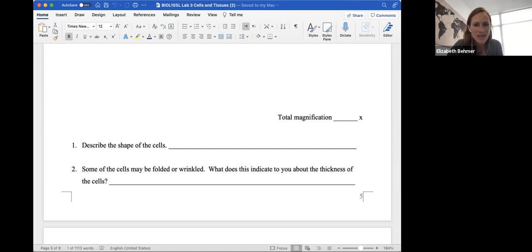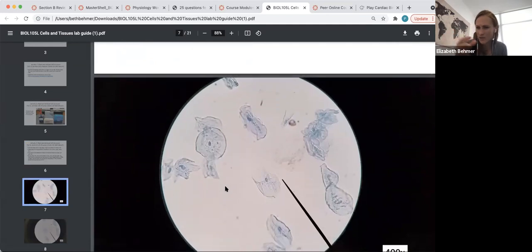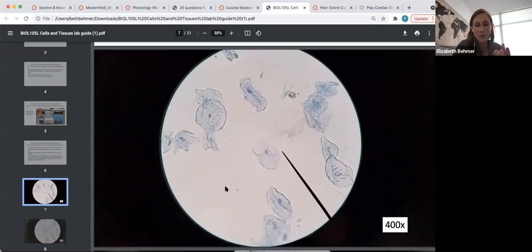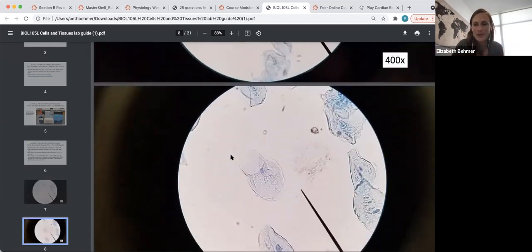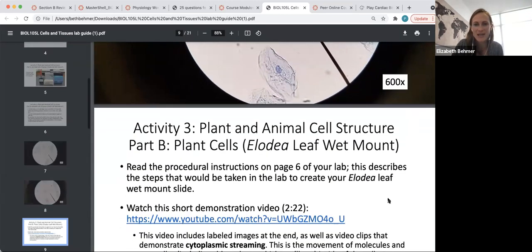So you'll notice in the sample view of the cheek cells, some of them look folded or wrinkled. And what does that tell you of the thickness of these cells? Do you think they're really thin or really thick cells if they can be easily folded and crumpled? Keep in mind they're on the inside of your cheek, so they're a type of skin cell. So they'll be incredibly thin if they can fold and get crumpled up. So here are 2 examples. You can draw it at 400 or 600 times magnified.